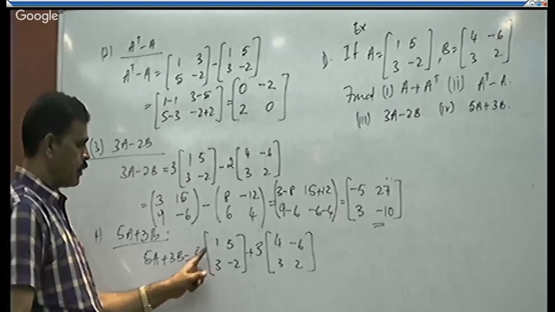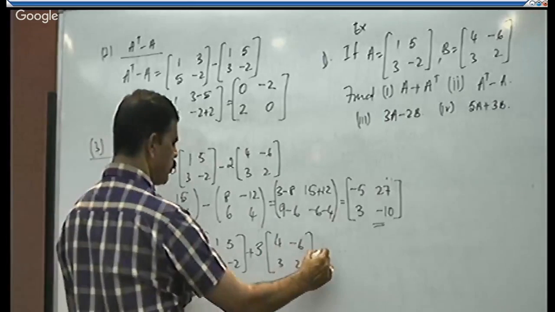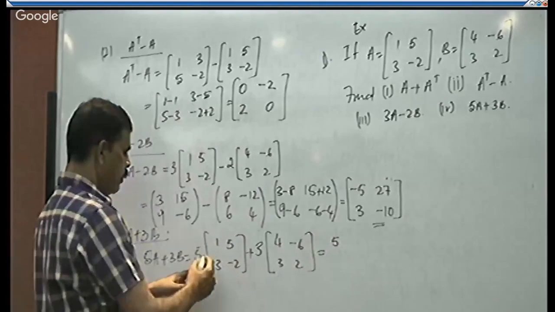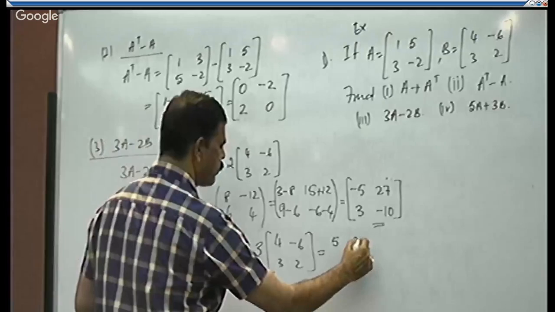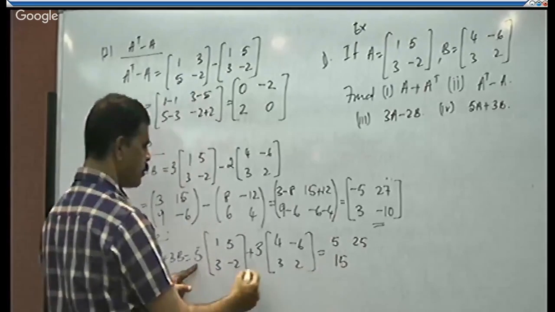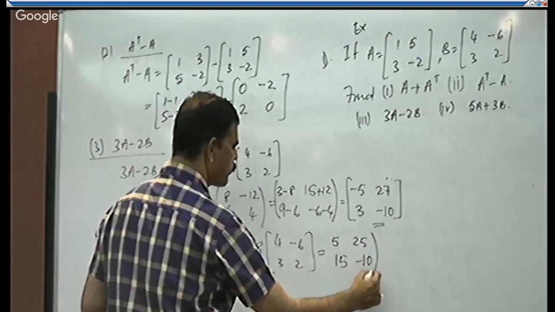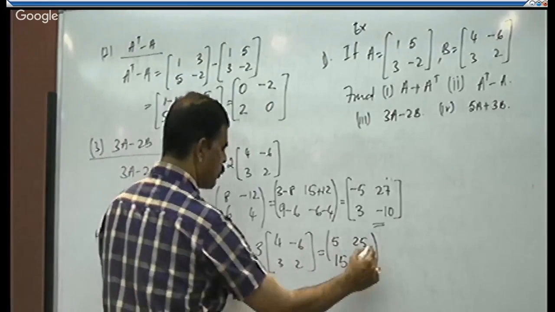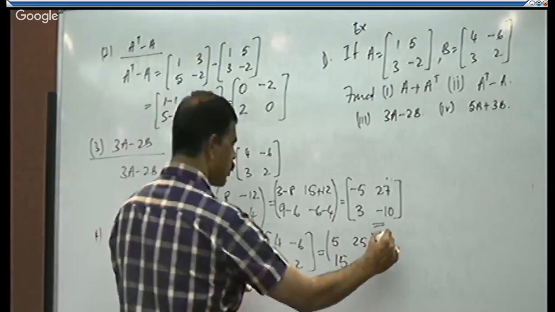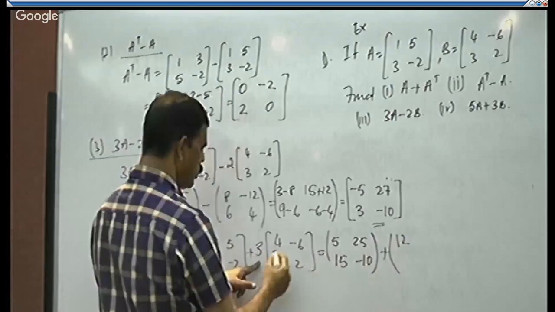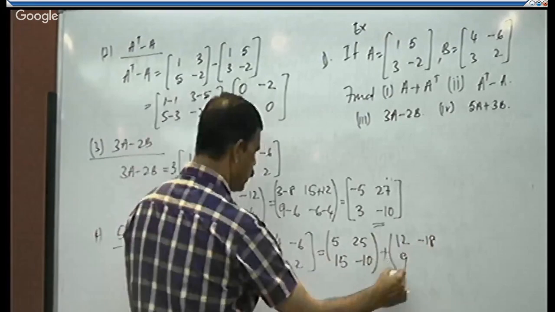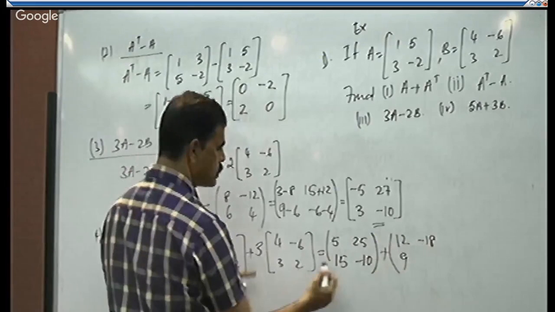Scalar multiplication. 5 is multiplied with all the elements. That is 5 into 1, 5. 5 into 5, 25. 5 into 3, 15. 5 into minus 2, minus 10. Okay. Then put plus. Multiply with 3. 3 into 4, 12. 3 into minus 6, minus 18. 3 into 3, 9. 3 into 2, 6.